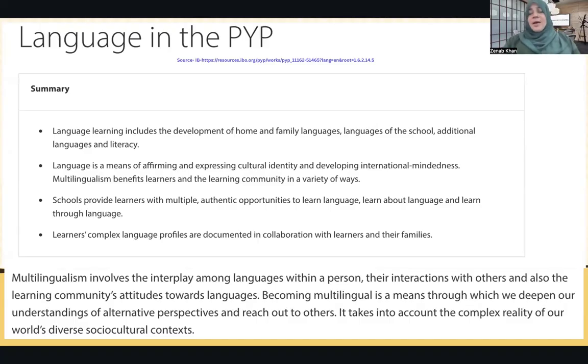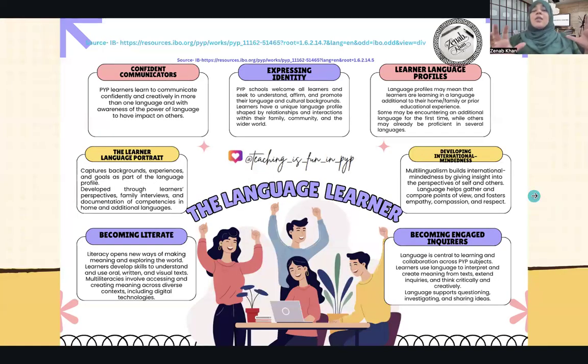To brief about this, here we see the language learning traffic organizer. This has been crafted by me, and very soon you'll find this on LinkedIn and shared with the community. So the language learner in the PYP, it's not just about learning words.